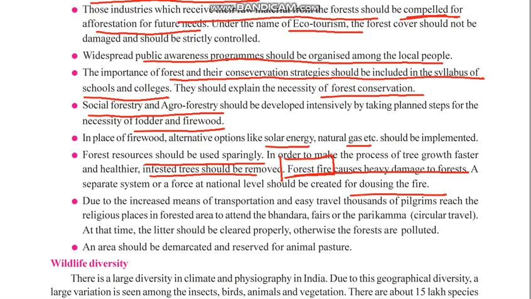Due to the increased means of transportation and easy travel, thousands of pilgrims reach religious places in forest areas to attend the bhandaras, fairs and pilgrimages. Now we are a religion-centered country, and that's why there are a lot of festivals celebrated in the forest, like the parikramas done in Girnar. During this time a lot of people are there in the forest, and there are all chances that they may litter and pollute the forest. So we should take care that no littering is done in the forest.